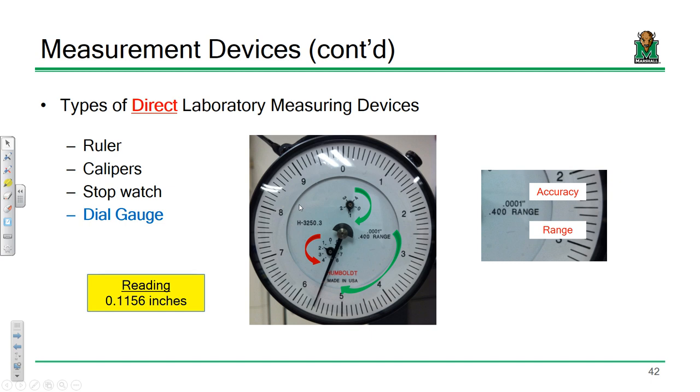And that's where this one comes into play. When this one goes from 0 to 1, this one will have made one complete revolution. So this is 0.1, see, it's past 0.1, so it's 0.11, right? It's probably 0.115, 0.116. Everybody see that? How do I get the rest? That's where the big dial comes in. So it's 0.1156. Bang. Does that make sense? Everybody okay with that? I want you all to make sure that you understand how to read that. We might be seeing that as the semester progresses. Okay.